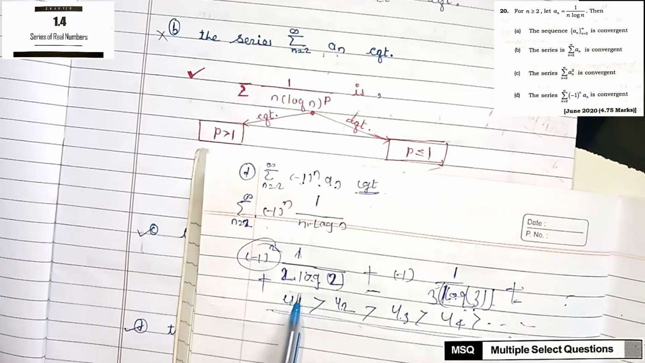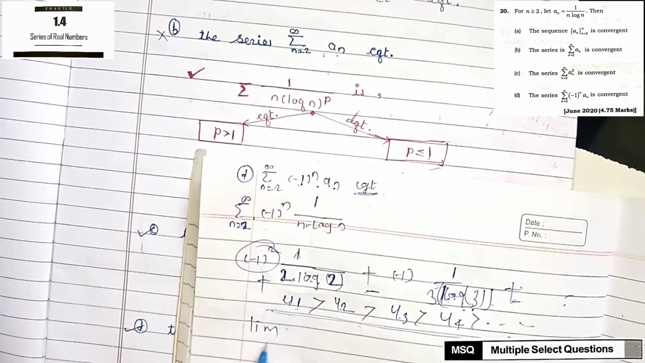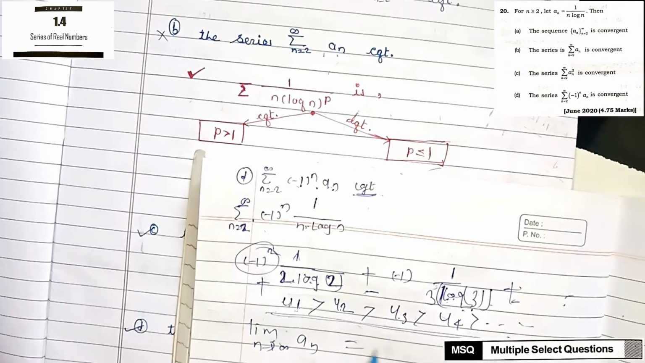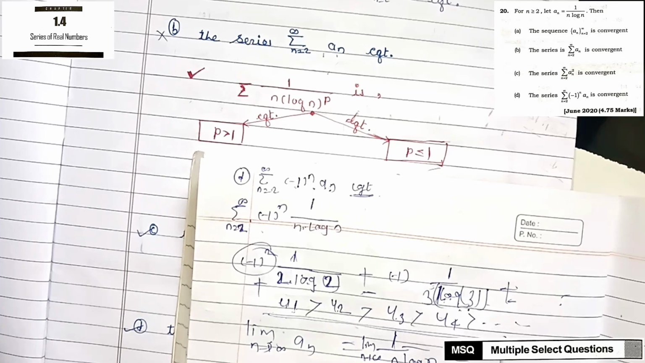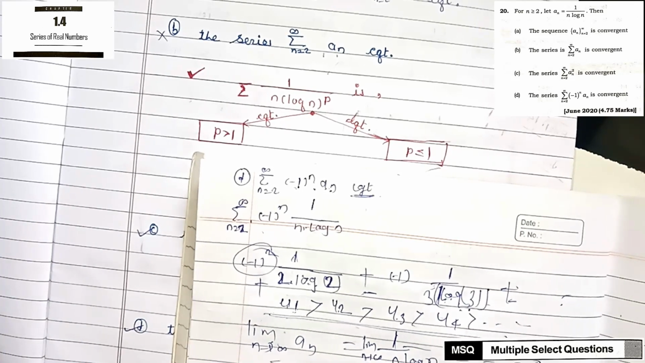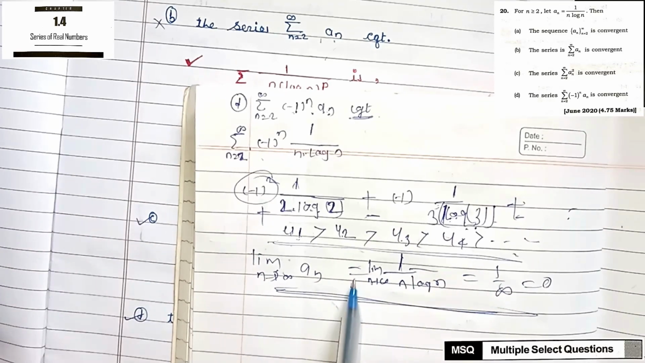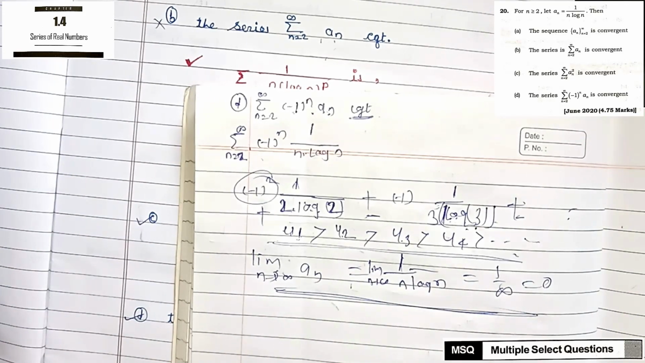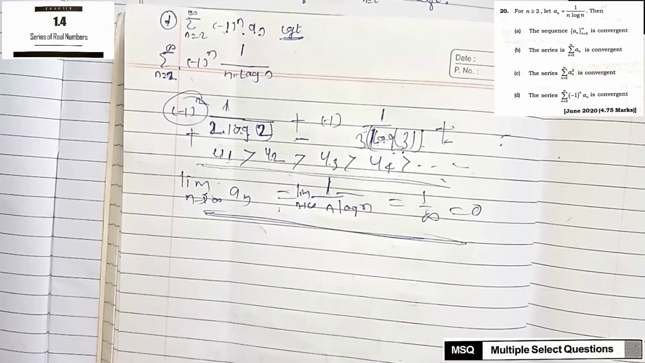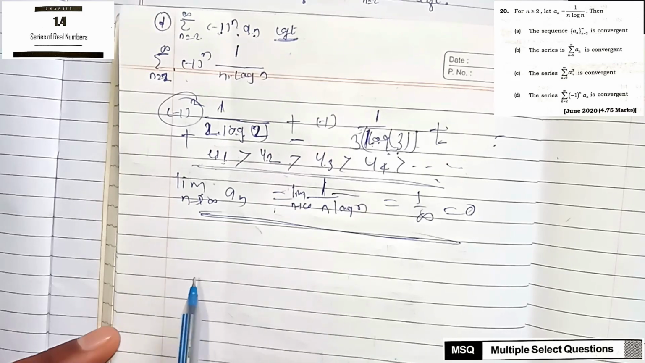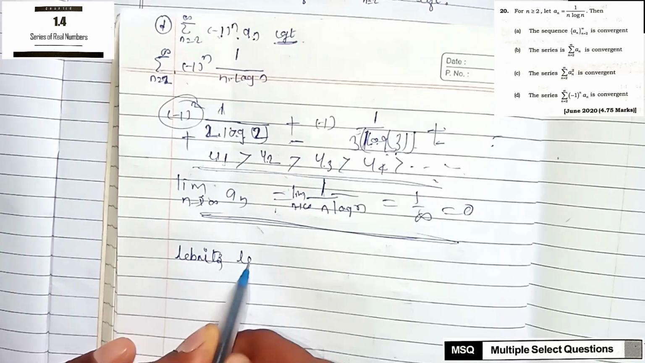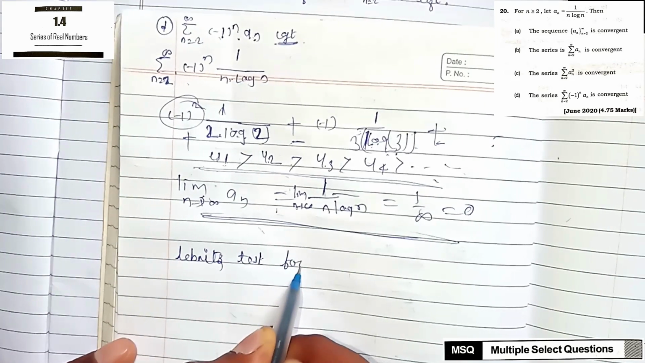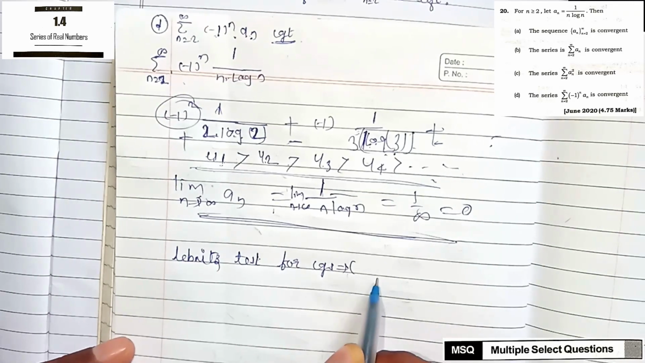And whenever we apply the limit n tends to infinity to an, that is 1 upon the limit n tends to infinity of n log n, we get 1 upon infinity, which is 0. So these two conditions hold. If these two conditions hold, then we can apply the Leibniz test for alternating series convergence. The Leibniz test for convergence is applicable for alternating series.